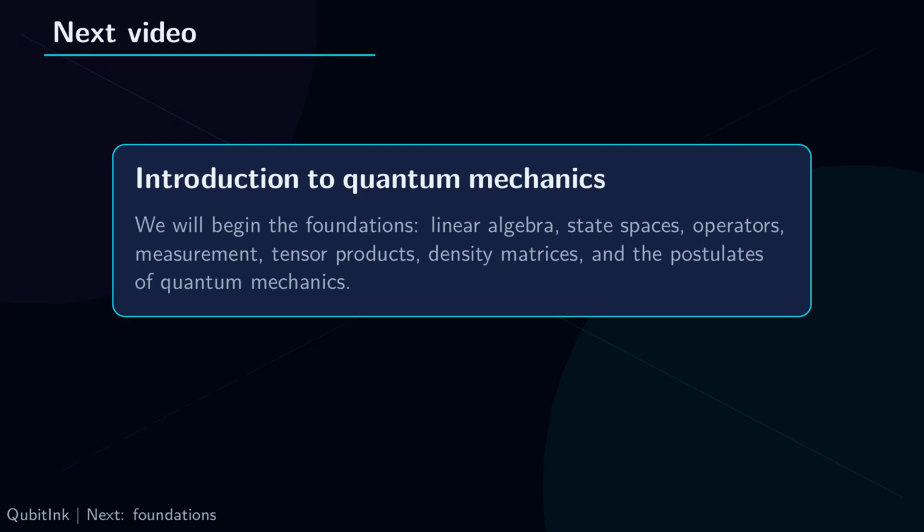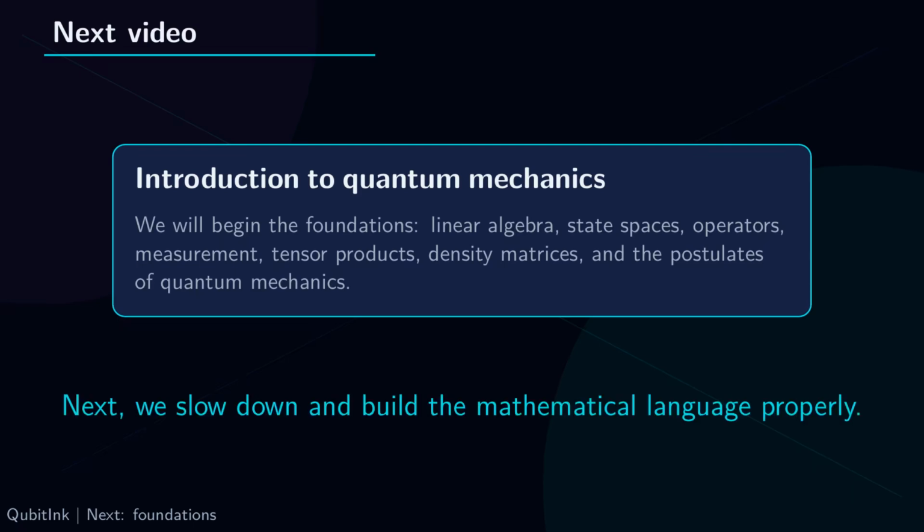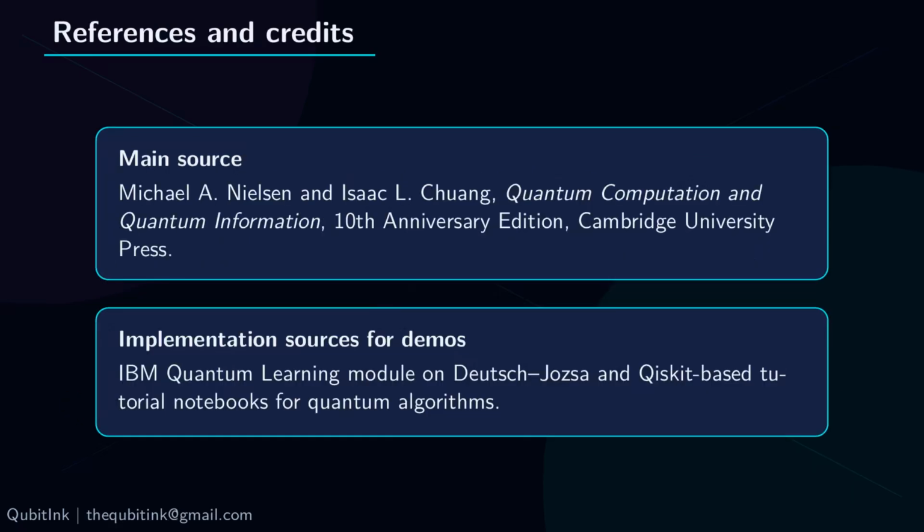Up to this point, we have used the notation operationally. In the next video, we will explain what that notation means, how quantum states are represented, how measurements are described, and how multi-qubit systems are constructed.